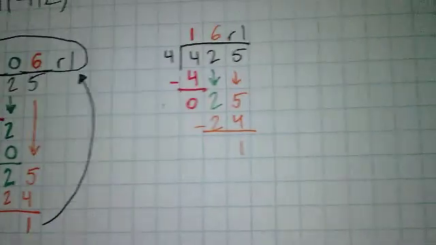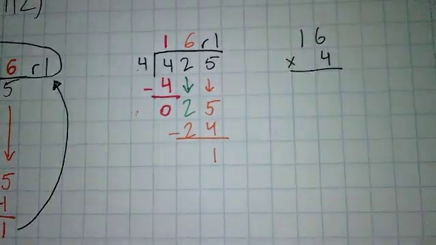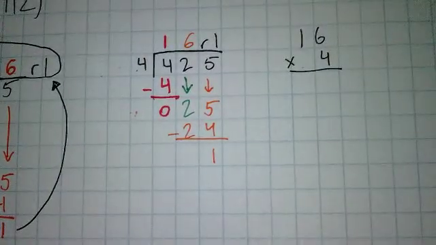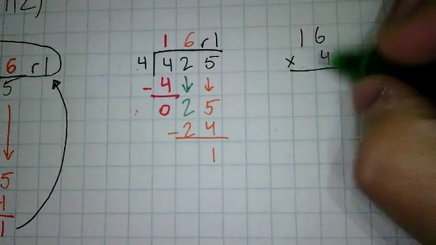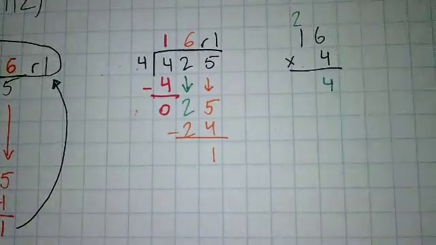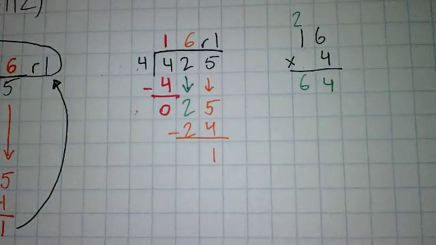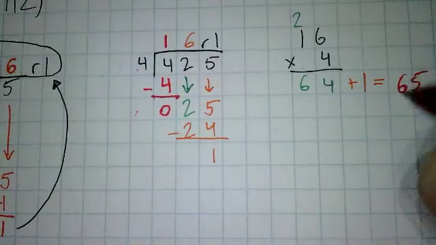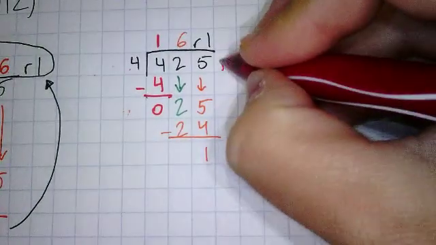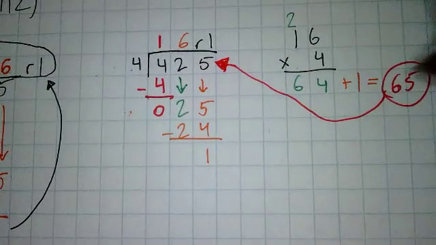So if we did this right, we should be able to do 16 times 4 plus 1 and get 425, yeah? Let's try this. What's 4 times 6? 24. What's 4 times 1? 4. Plus 2? 6. Okay, so then we have 64 plus 1 equals what? 65. Does this number match our dividend? No, those are not the same at all. So this can't be right, and this whole thing can't be right.